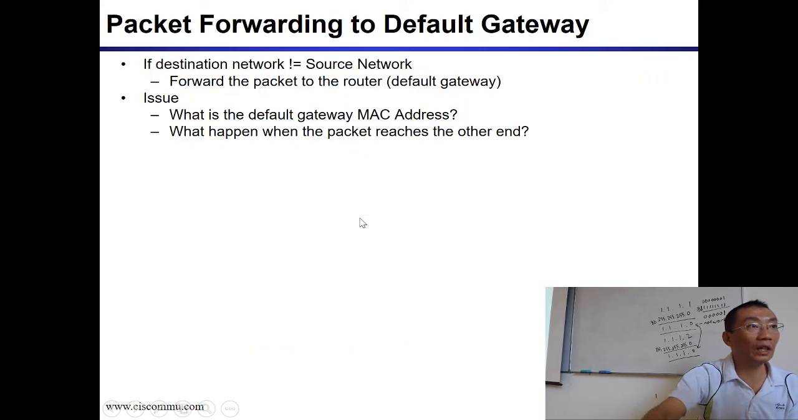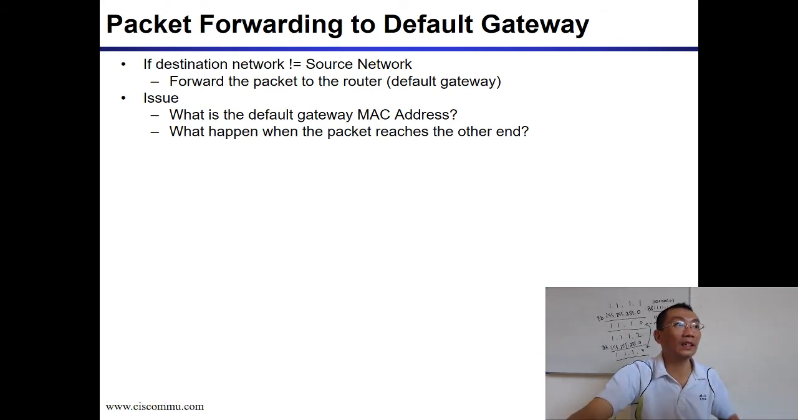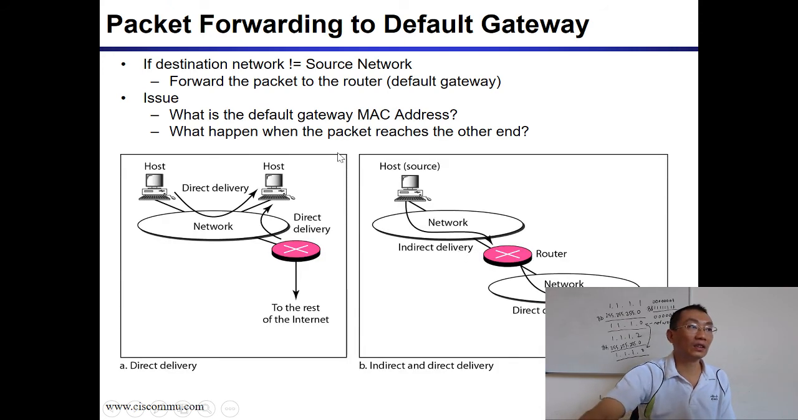So if your destination network is not equal to your source, forward the packet to your default gateway. So what is your default gateway MAC address? You don't know. So you send an ARP request to your default gateway. Okay, then what will happen when the packet reaches the other end? Okay, let's see. So this is direct delivery, this is indirect delivery. Alright, this is indirect delivery, this is direct delivery.